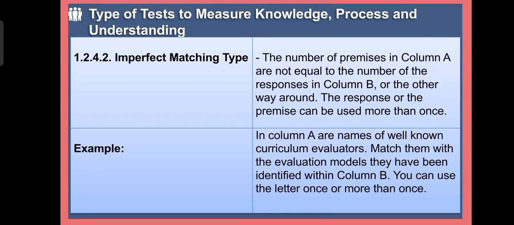Next, imperfect matching type. The number of premises in column A is not equal to the number of responses in column B, or the other way around. The response or the premise can be used more than once. Example, in column A are names of well-known curriculum evaluators. Match them with the evaluation models they have been identified with in column B. You can use the letter once or more than once.